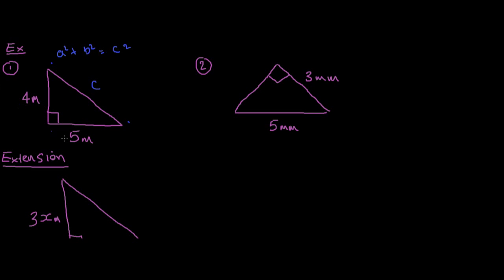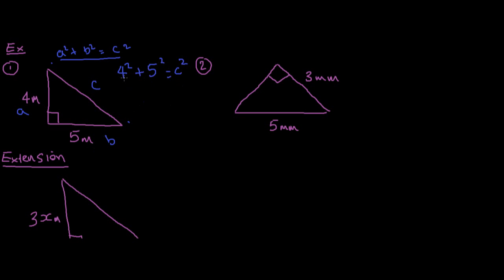And we can label these a or b as we wish. So I'm going to say this side is a and this side is b. You could have it the other way around if you like, it doesn't matter. So this says to square a, okay, so 4 squared, then add it to b squared, which is 5 squared, is equal to c squared.